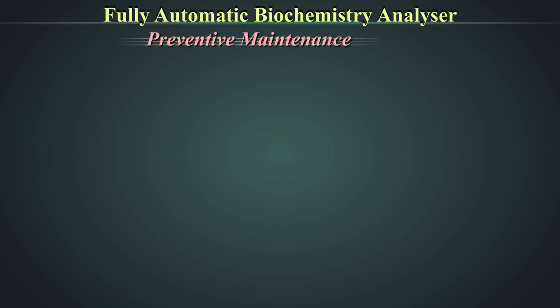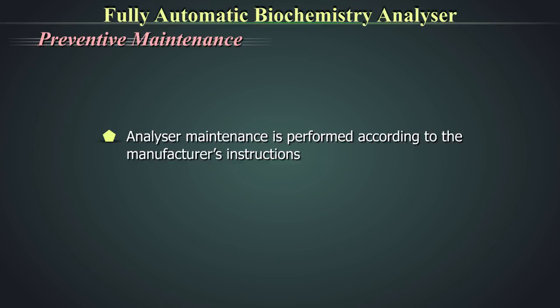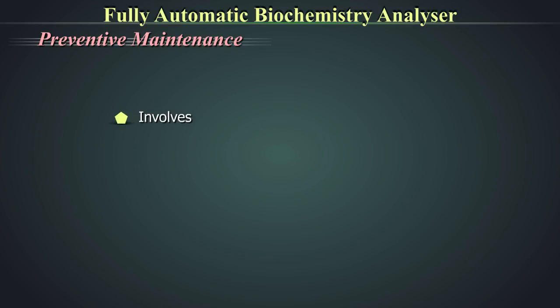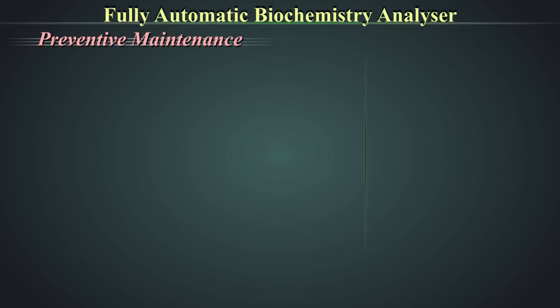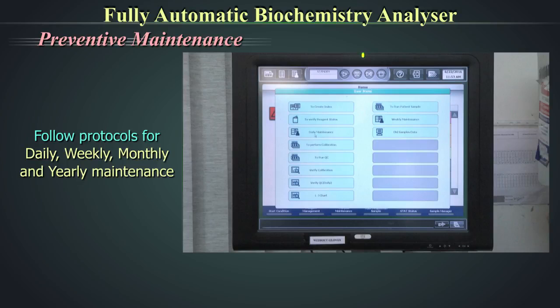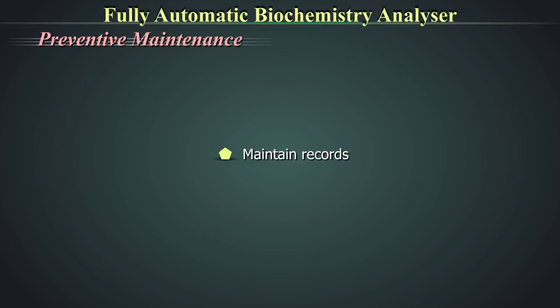Preventive maintenance. Analyzer maintenance is performed according to the manufacturer's instructions. Usually, the machine gives reminders of the schedule of maintenance that needs to be followed. Maintenance involves regular check of the aspiration system, optical system, and measurement system, replacement of parts undergoing wear and tear, protocols for daily, weekly, monthly, and yearly maintenance as per manufacturer's guideline. Records of all maintenance carried out should be kept.